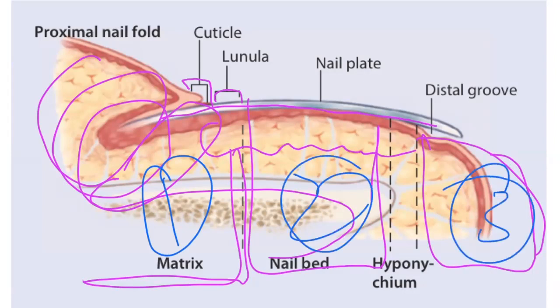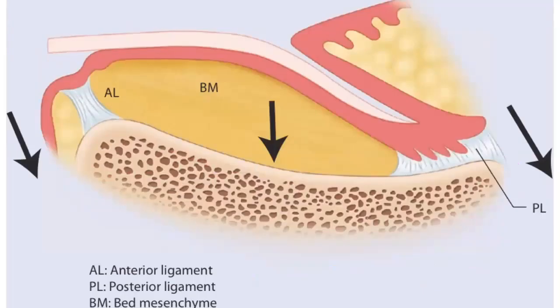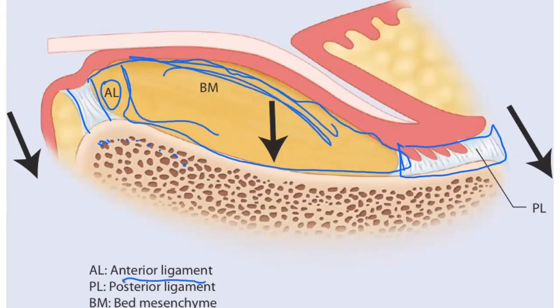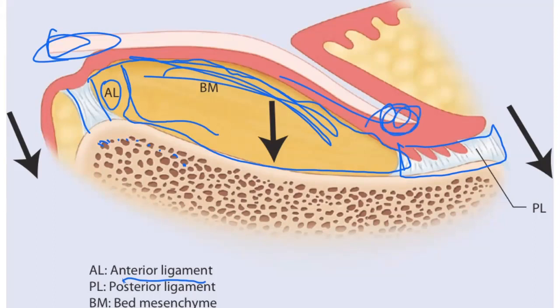Different compartments. And also the nail is anchored to the phalanx with the anterior ligament, posterior ligament, and also anchored with the bed mesenchyme. It is called bed mesenchyme. That is why the nail is stabilized through the anterior ligament and posterior ligament.